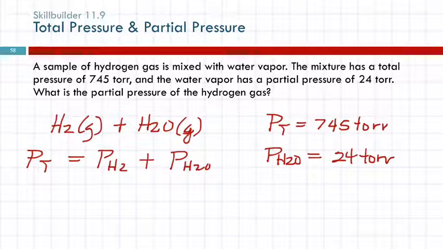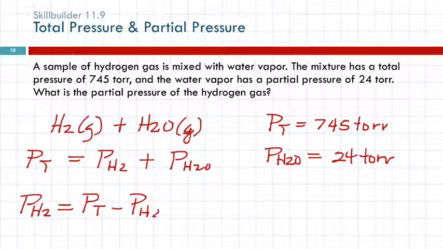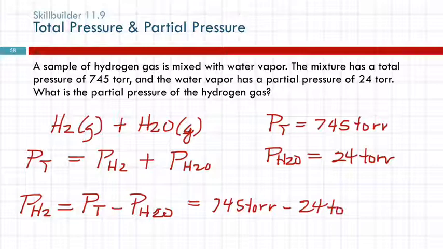This is a situation where actually rearranging the equation can be more complicated than just thinking about it. The total equals this plus that. If I know the total and I know one of these, how do I find the other one? Subtracting. The pressure from the hydrogen equals the total pressure minus the pressure of the water. So if you like equations, there's your equation. It's 745 torr minus 24 torr.